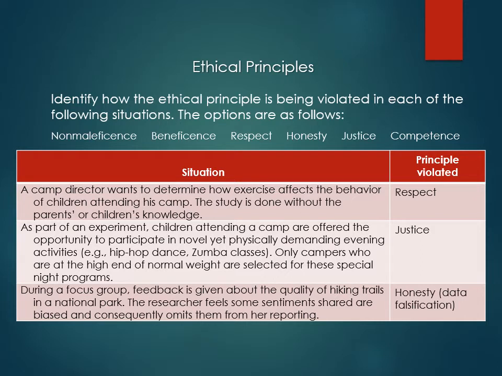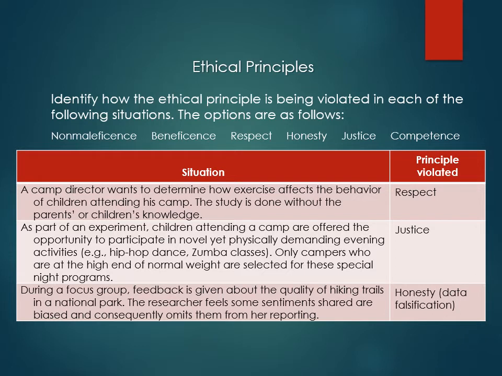Next one. As a part of an experiment, children attending a camp are offered the opportunity to participate in a novel yet physically demanding evening activity, such as hip-hop dance or Zumba classes. Only campers who are at the high end of normal weight are selected for these special night programs. So we're violating justice because not everybody has an equal opportunity to engage in the project.